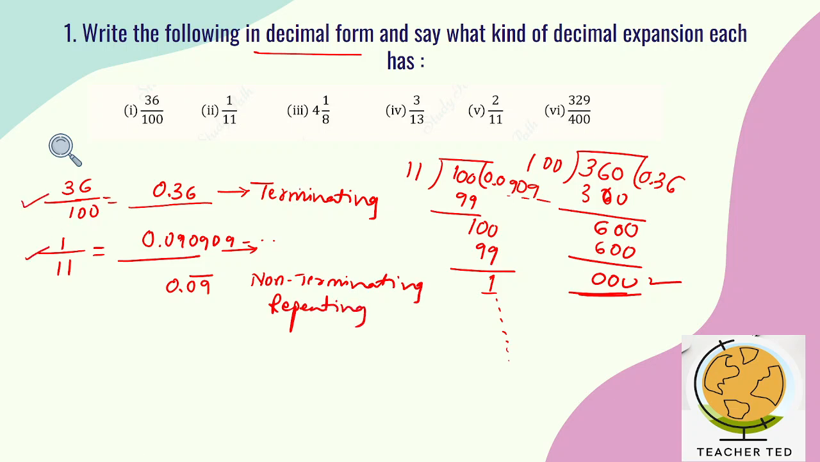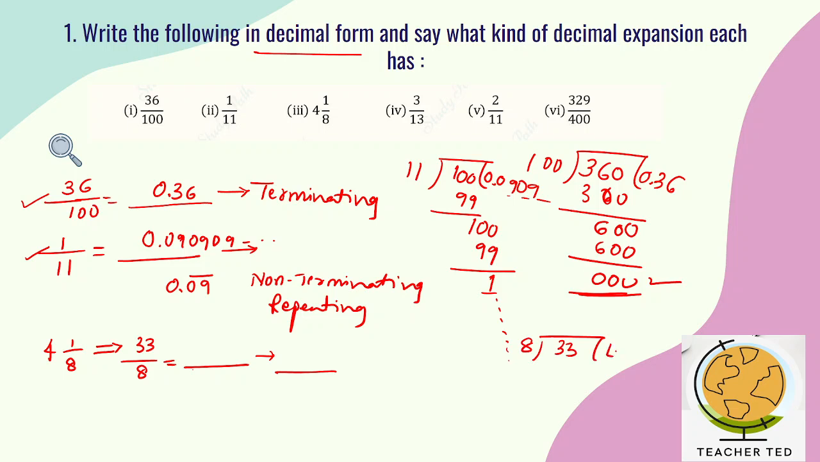For the first question, the answer is terminating. Second one, it is non-terminating and repeating. Third problem says 4 and 1 by 8. Just convert this into a normal fraction. 8 4s are 32, 32 plus 1 is 33, so 33 divided by 8. Let us check what the decimal expansion is and what kind of decimal expansion it is. So 33 divided by 8.